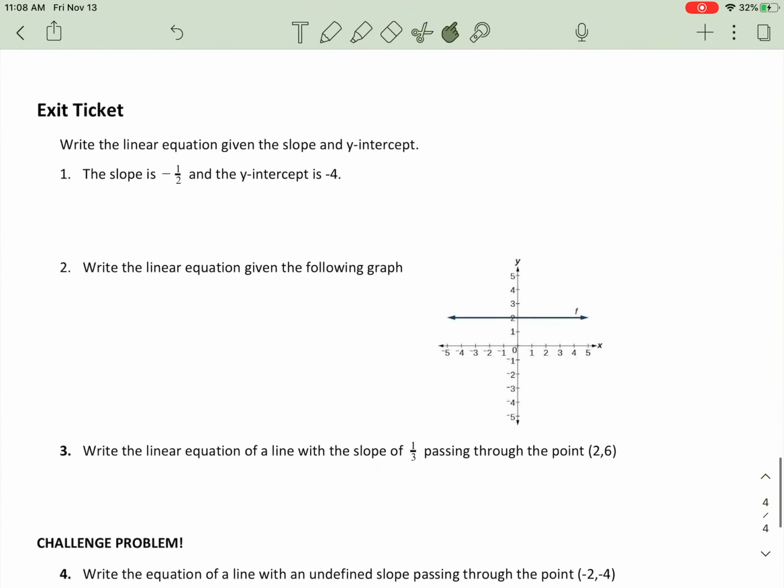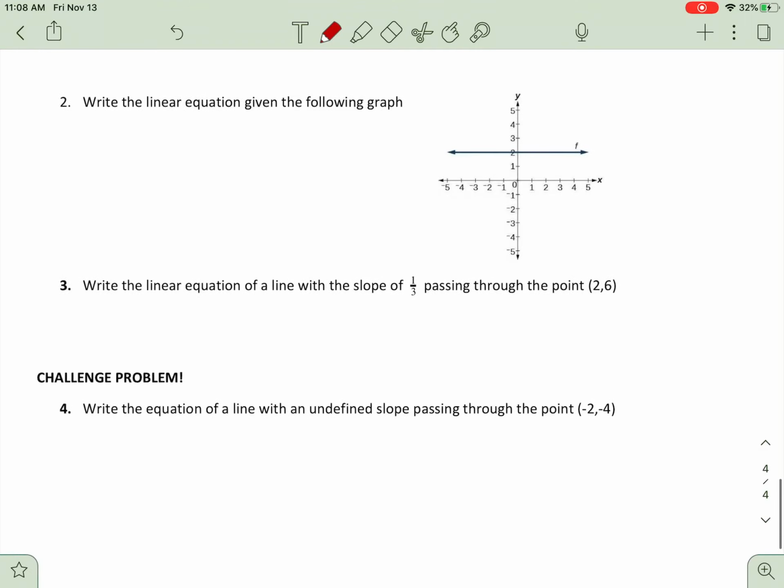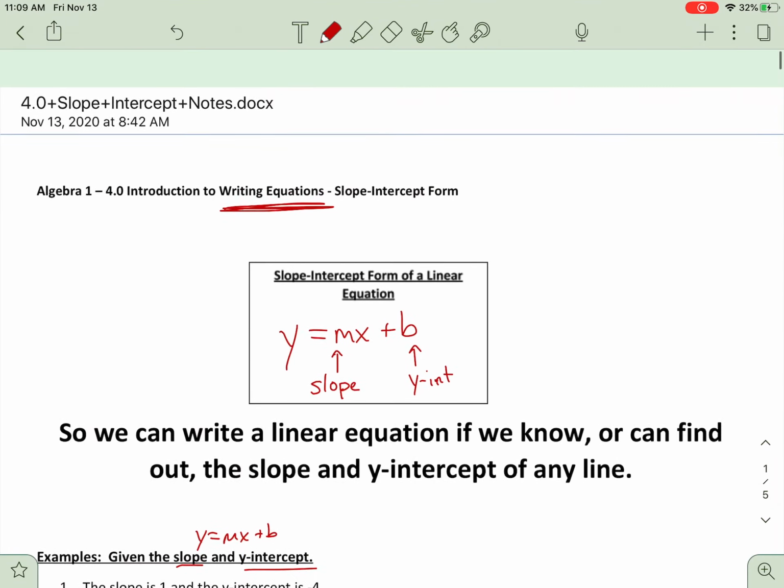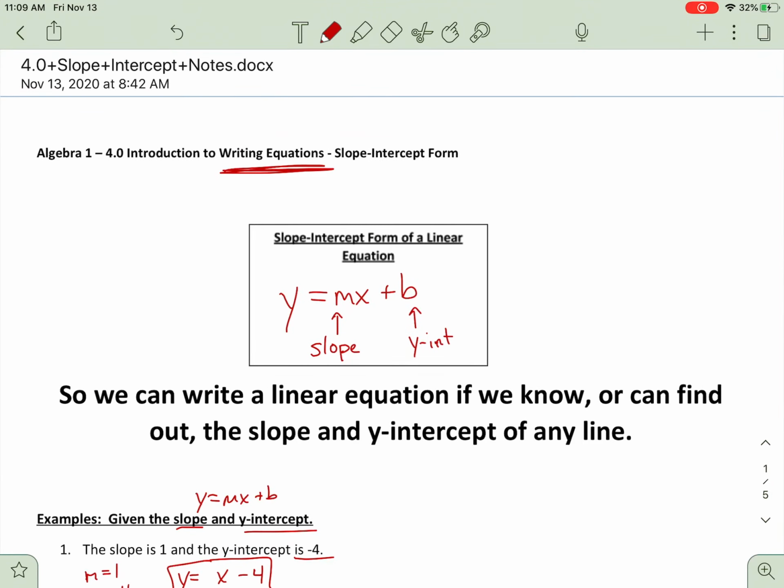All right, so there's an exit ticket. There's 3 questions in addition to this challenge problem. If you complete the challenge problem, I'll give you a couple bonus points as well. All right, good luck. Let me know if you have any questions, and I will see you guys on Monday.